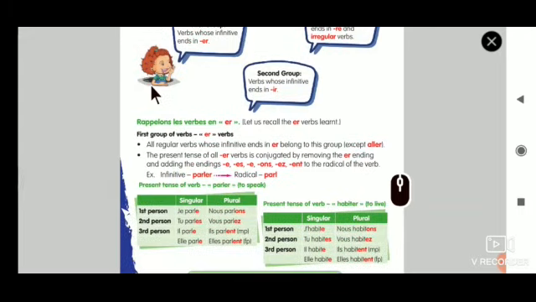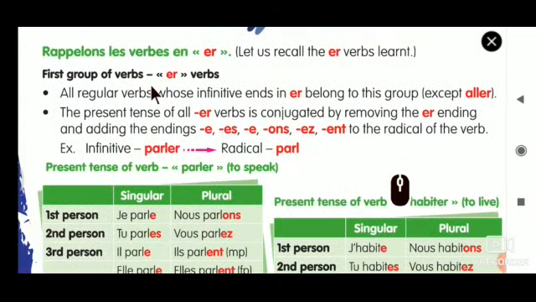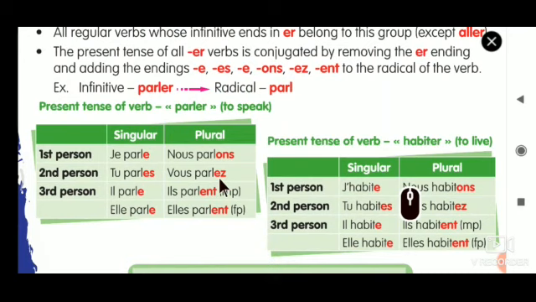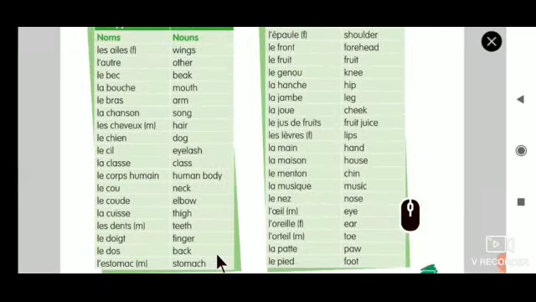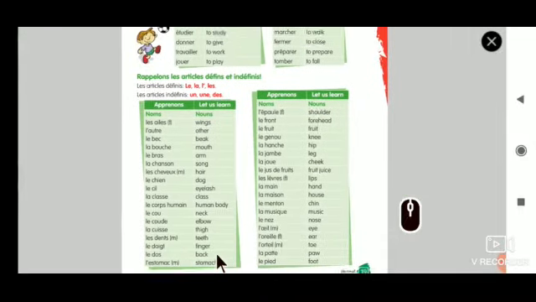You know the ER endings, right? ER endings are E, ES, E, ONS, EZ, ENT. This is available here, and this is the radical they have given, and they have given an example. See, whatever is given in red color is the ending, and what remains in black color is the radical. So please don't forget this. ER ending is the very easiest way to learn.